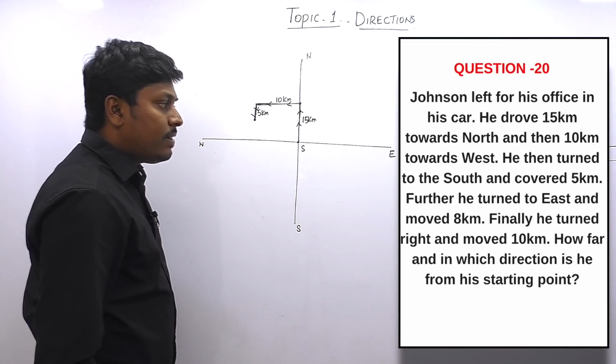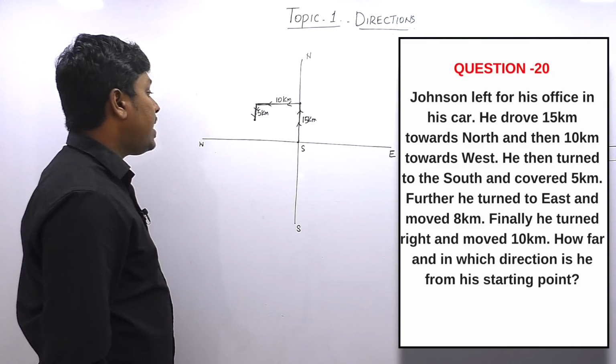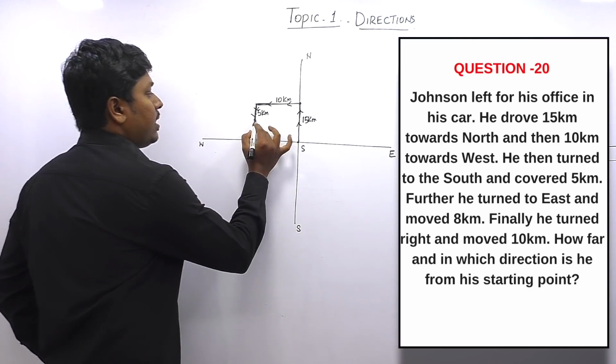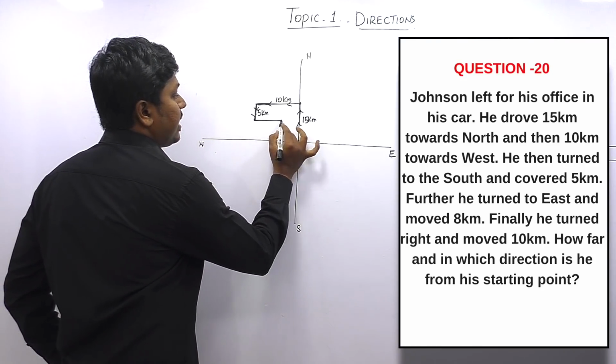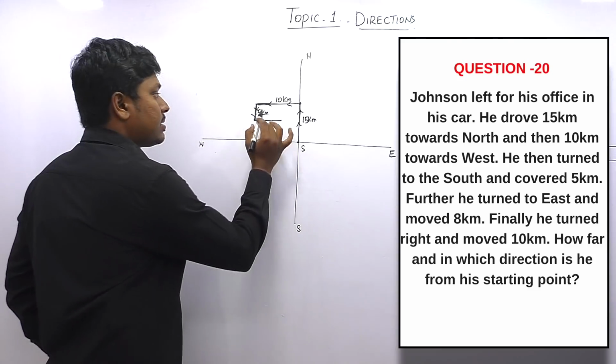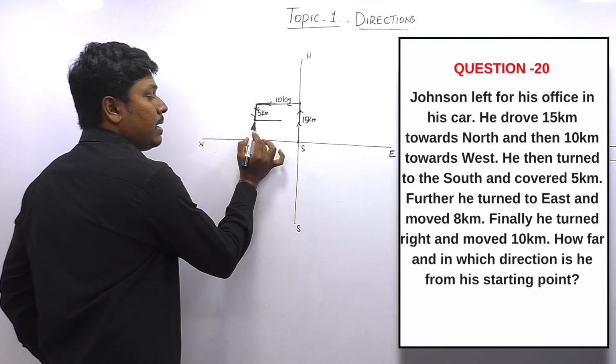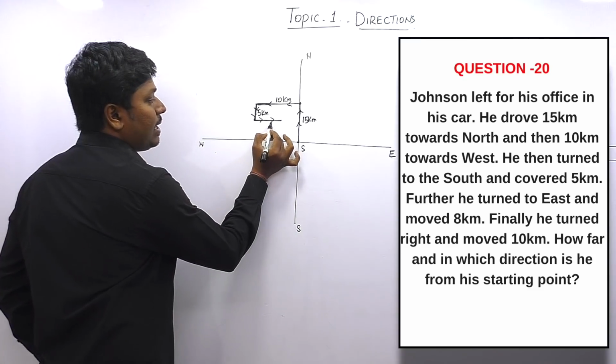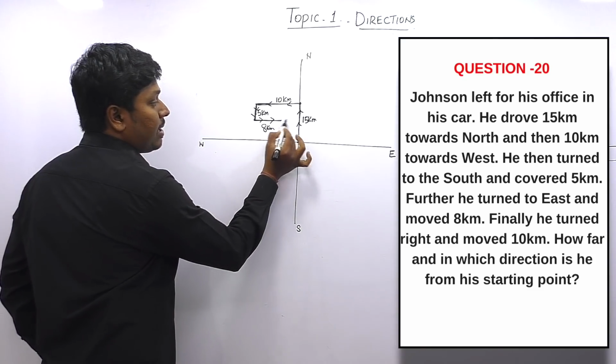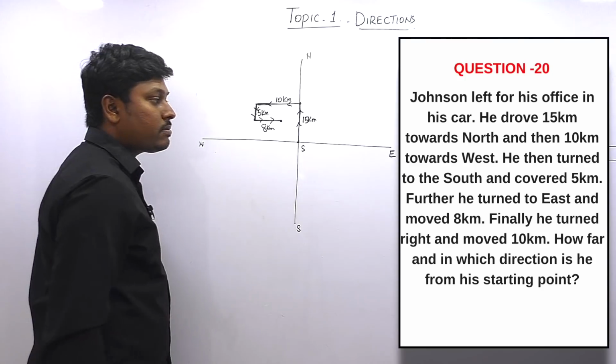Then what they are saying, further he turned to east and moved 8 kilometers. So from this point, he again turned to eastern side and he is driving only 8 kilometers. So this parallel line is a total of distance 10 kilometers. But from this point, he is driving only 8 kilometers. So remaining we have 2 kilometers. Got it?